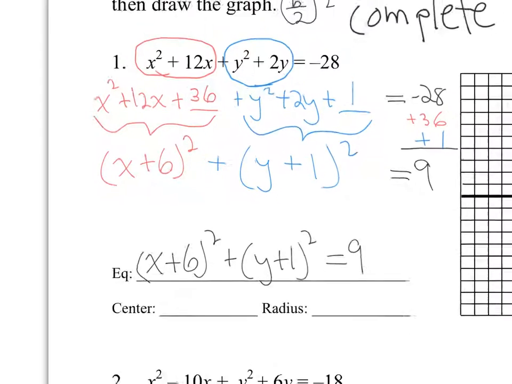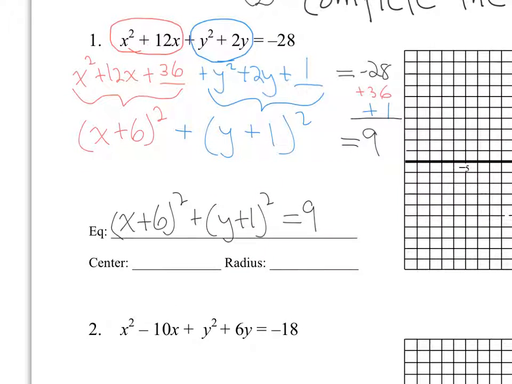And there you go. So what is the center and what is the radius? Well, here's your h, here is your k. So your center, remember they're on the inside, so they are opposite. That would be (-6, -1). And then the radius is 3.